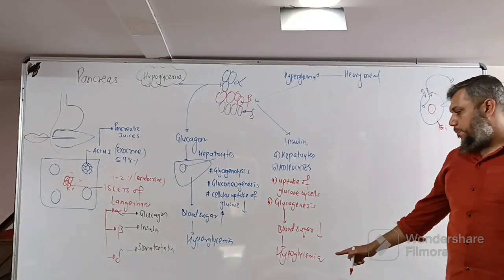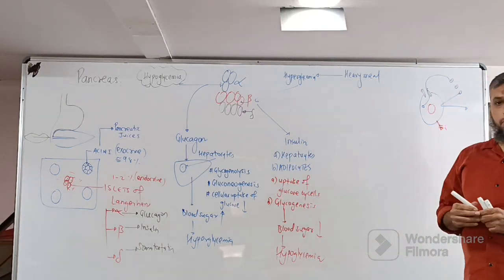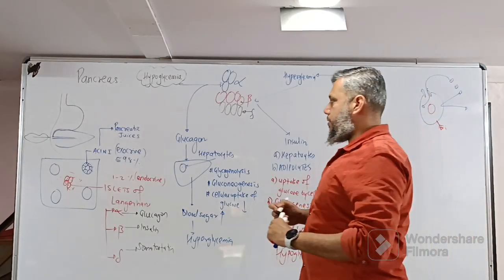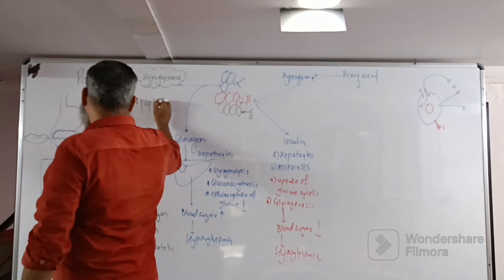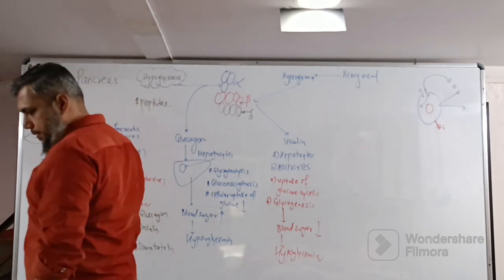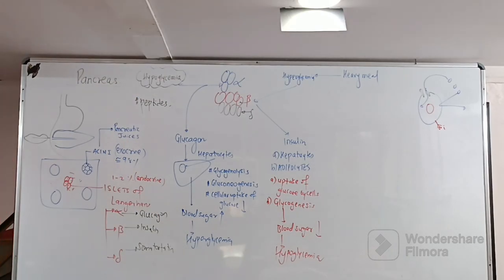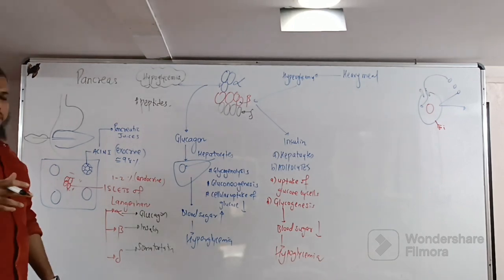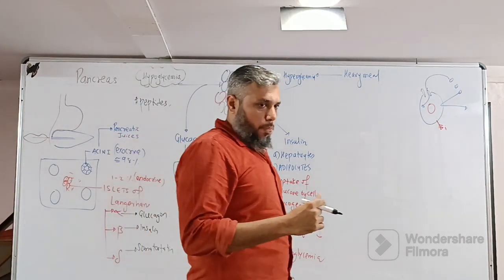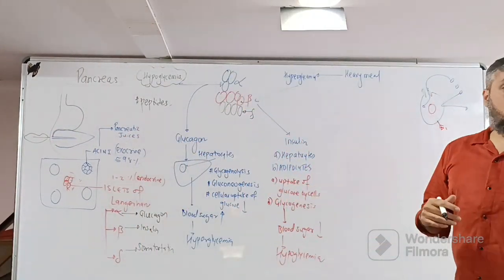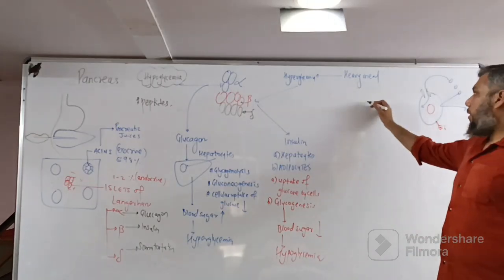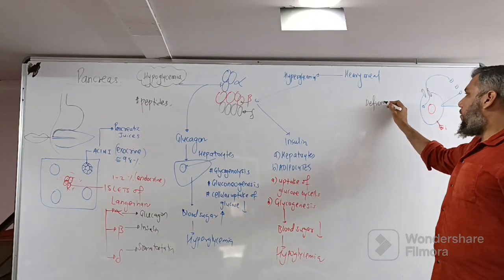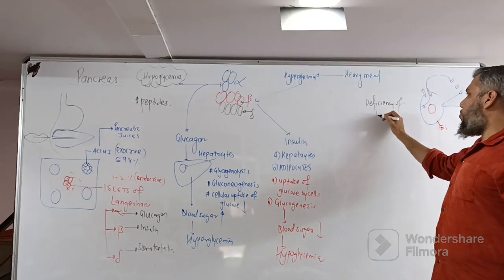It's a hypoglycemia hormone, and both of them are peptides. Glucagon as well as insulin come under the category of peptides. Does everybody have sound? Okay. So which hormone increases your blood sugar level? Glucagon. And who decreases it? Insulin. So what will happen if there is a deficiency of insulin in your blood?